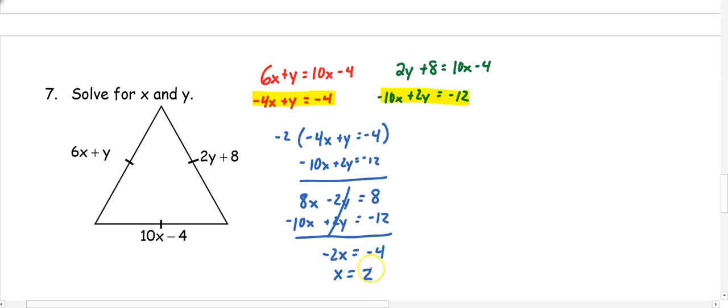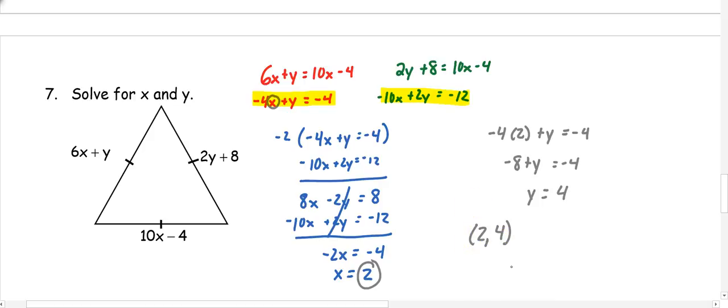Once I know what x is, I need to pick an original equation to go back and get y. So negative 4 times 2 plus y equals negative 4. So I get negative 8 plus y equals negative 4. And when I add 8 to both sides, y is 4. So my point would be 2, 4.